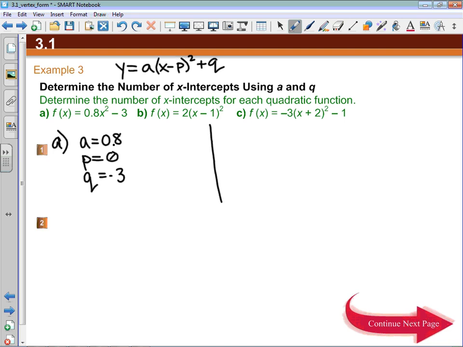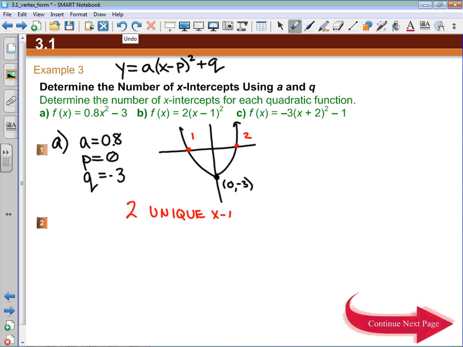Now what this lets me know is the vertex is down here at (0, -3), and because A is positive, the parabola opens up. Now I'd like to draw this sketch to really show, because we would expect to have 1, 2, there will be 2 x-intercepts. I'm going to write this as well: there are 2 unique x-intercepts.